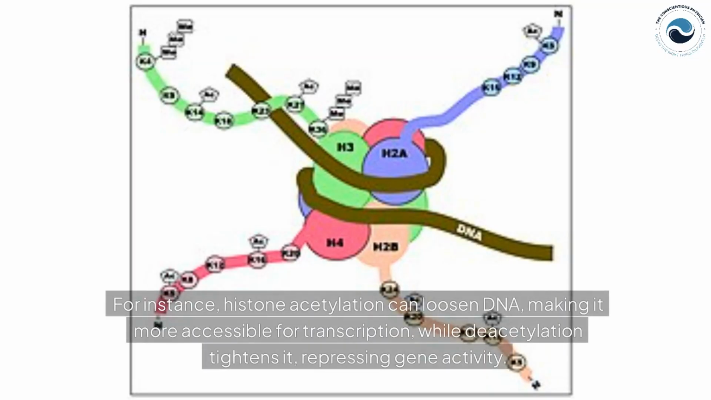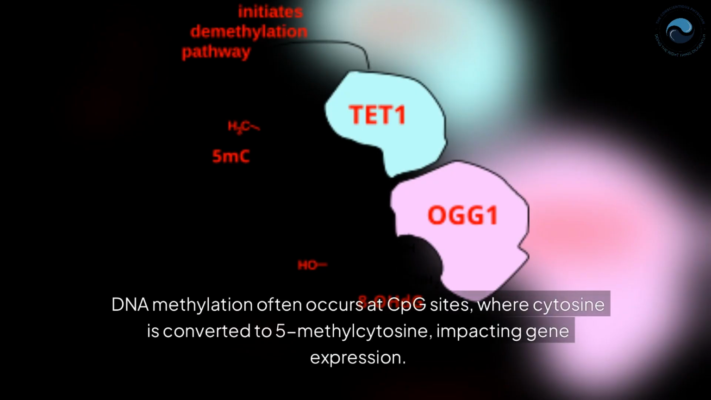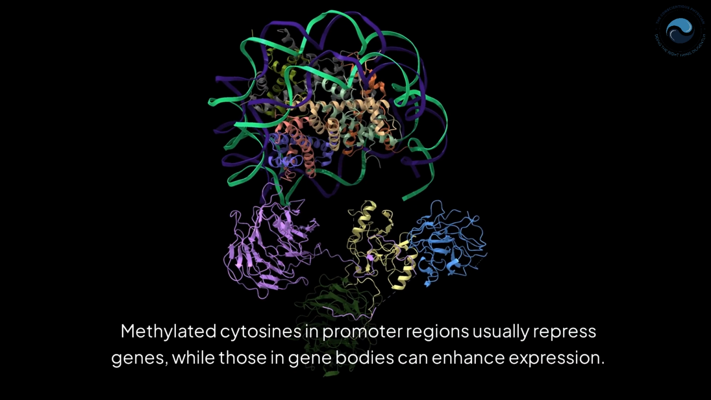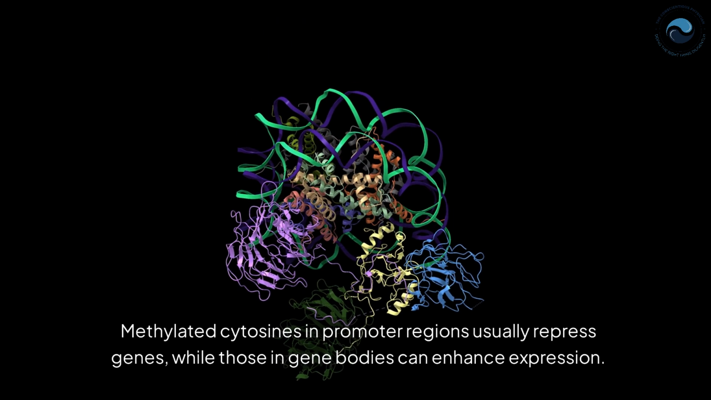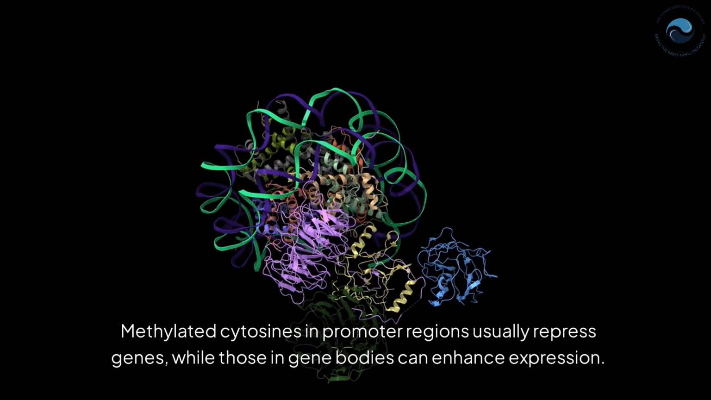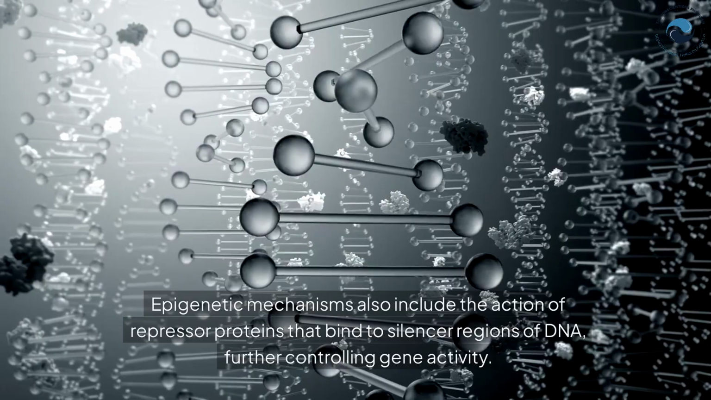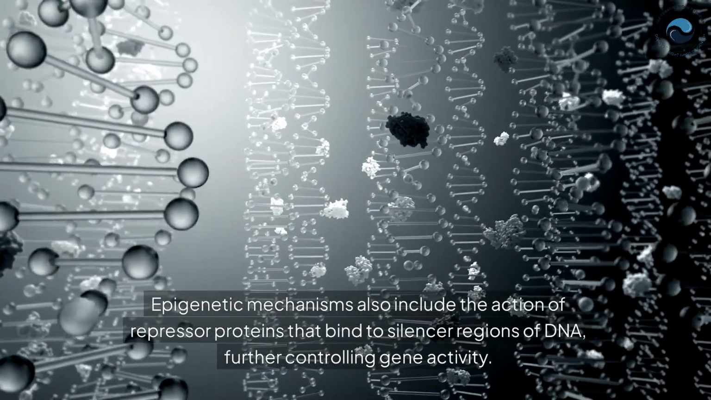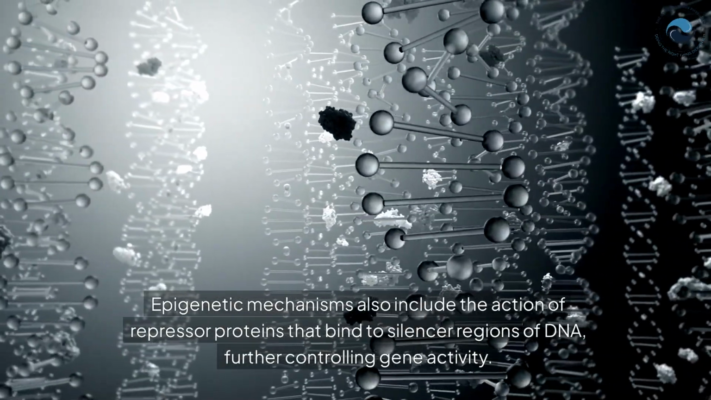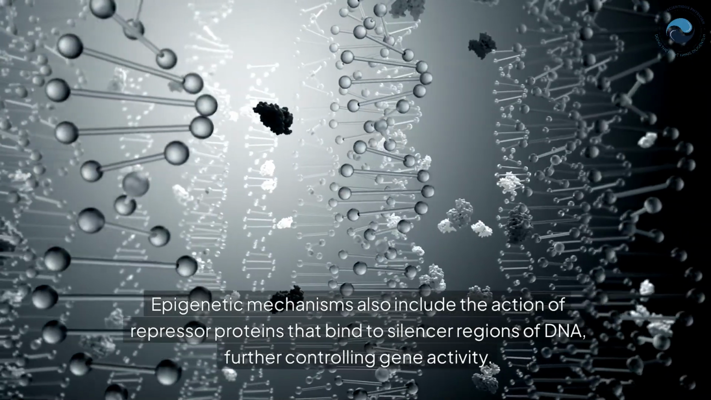For instance, histone acetylation can loosen DNA, making it more accessible for transcription, while deacetylation tightens it, repressing gene activity. DNA methylation often occurs at CpG sites, where cytosine is converted to 5-methylcytosine, impacting gene expression. Methylated cytosines in promoter regions usually repress genes, while those in gene bodies can enhance expression. Epigenetic mechanisms also include the action of repressor proteins that bind to silencer regions of DNA, further controlling gene activity.